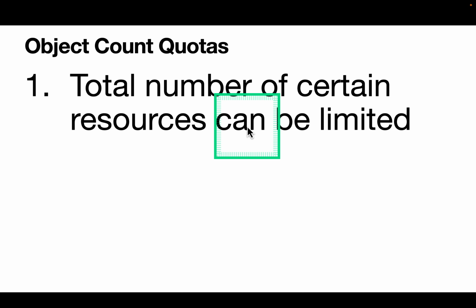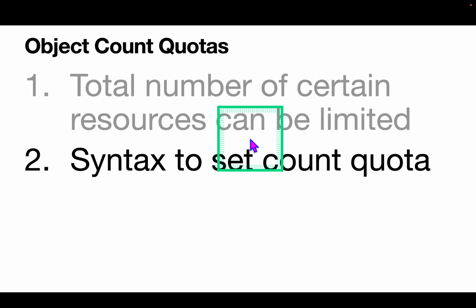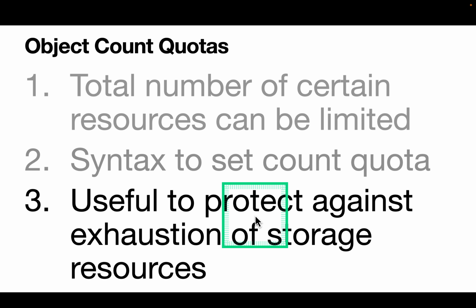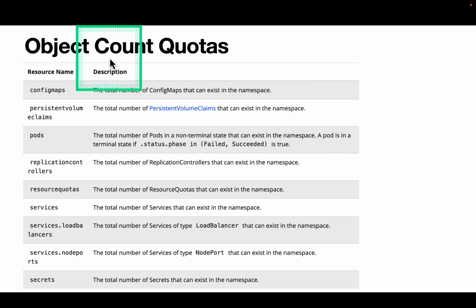Object count quotas are useful to limit the total number of certain resources of all standard namespaced resource types. Syntax like count/resource.group for non-core groups and count/resource for core group resources is used to set count quotas. These quotas are useful to protect against exhaustion of storage resources, such as limiting the number of secrets in a server given their large size. So these are the object count. So how many of a certain object can be created?